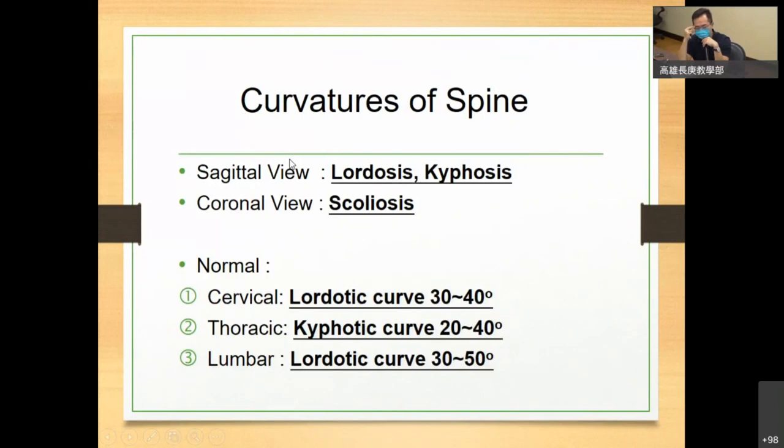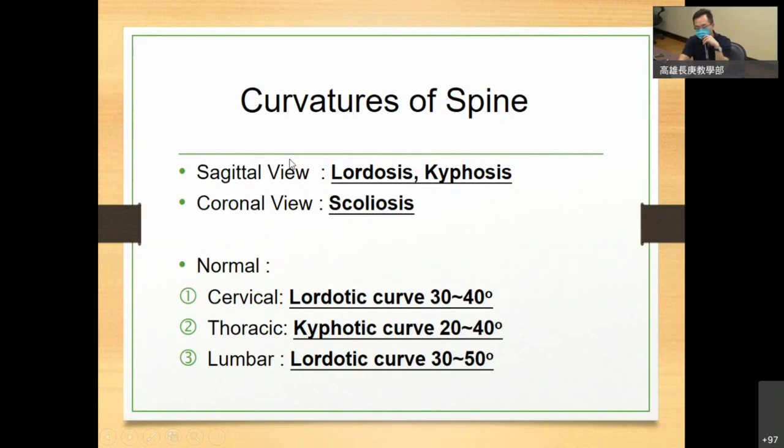After the range of motion of the shoulder joint and the hip joint, another important part in orthopedics is the spine. How should we describe the spine curvatures? In the sagittal view we use two terms to describe the curvatures: the first is lordosis, and the other is kyphosis. If we describe a curvature of the spine in a coronal view, we use the term scoliosis. Before we describe an abnormal X-ray or a disease, we should know what the normal range is.